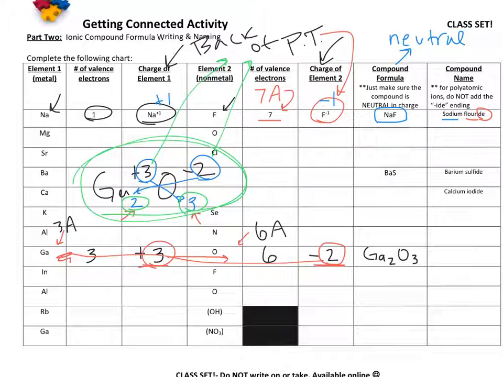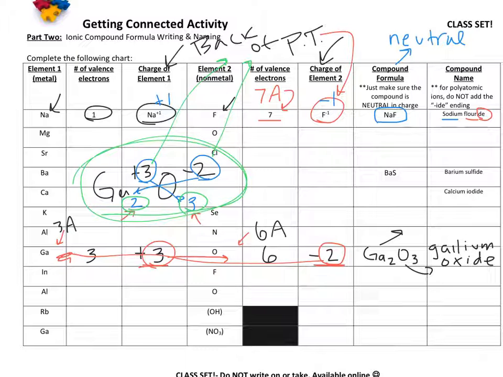All right, last but not least, we're going to name it. If we look up Ga on our periodic table, we're going to see his name is gallium. And if we look up oxygen, we're going to change that ending to IDE. So we're going to make it oxide instead. So gallium oxide.